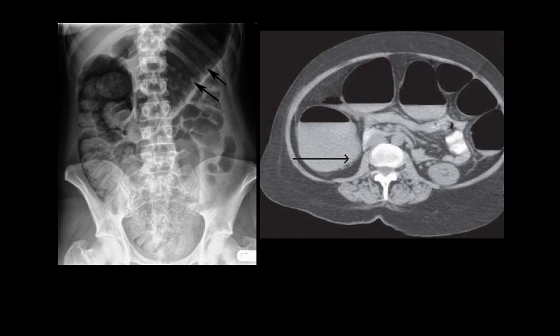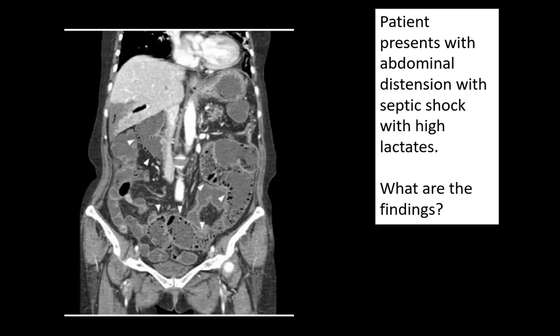Patient presents with abdominal distension with constipation and septic shock. What are the findings? Radiological findings, yeah. There is megacolon, and when do you call it megacolon? When the size of the transverse diameter is more than 6 centimeters. So this is megacolon, and as the clinical history suggests, this is toxic megacolon. A patient presents with abdominal distension with septic shock and high lactates. What are the findings? Yeah, the radiological finding is pneumatosis intestinalis, and it is suggestive of mesenteric ischemia.